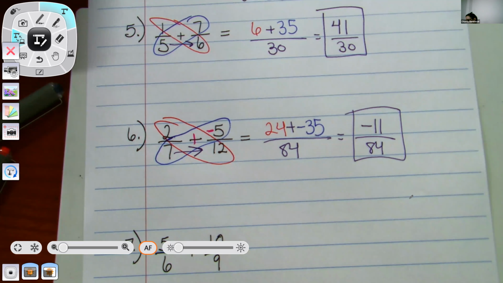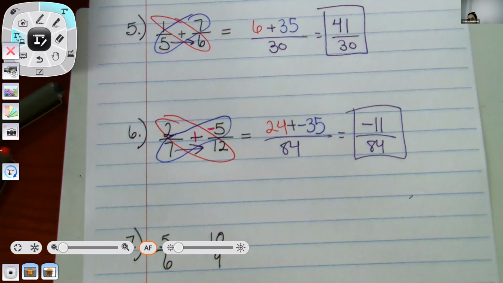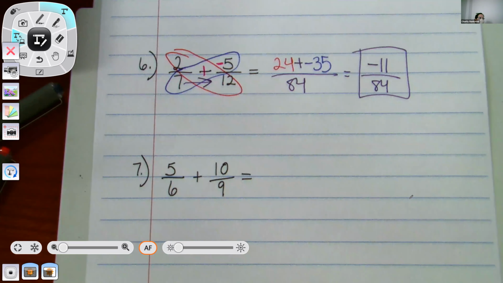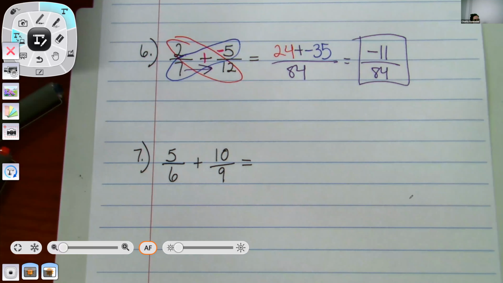Number 7. So in this case, looking at those two denominators, they do have a common factor of 3. So maybe using the bow tie method isn't the best, easiest way to do it. You might want to do the LCD method, but you can still do it either way. Just know that if you use the bow tie method on this problem, you're probably going to have to reduce it more at the end. So we could do it both ways and you can see the difference.